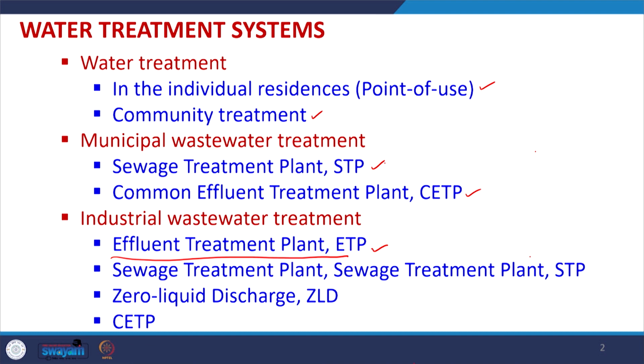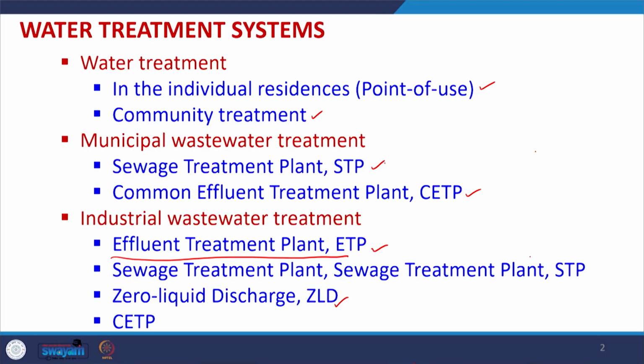Now, then we have zero liquid discharge. Many of the industries are not allowed to discharge any water out of their premises. So, they have to recycle it back, use it in the process for generation of steam or also for irrigation of various plants etc. within the plant itself. So, they have to do the zero liquid discharge.